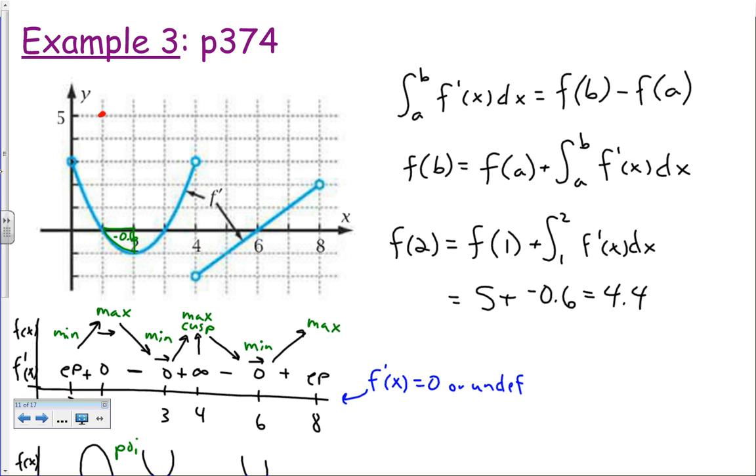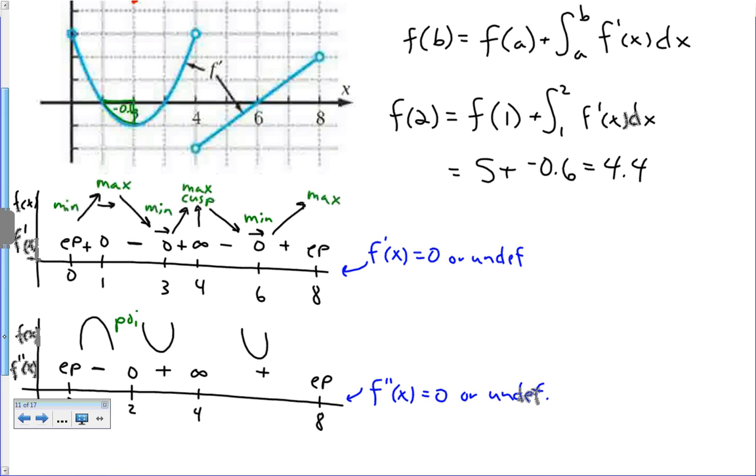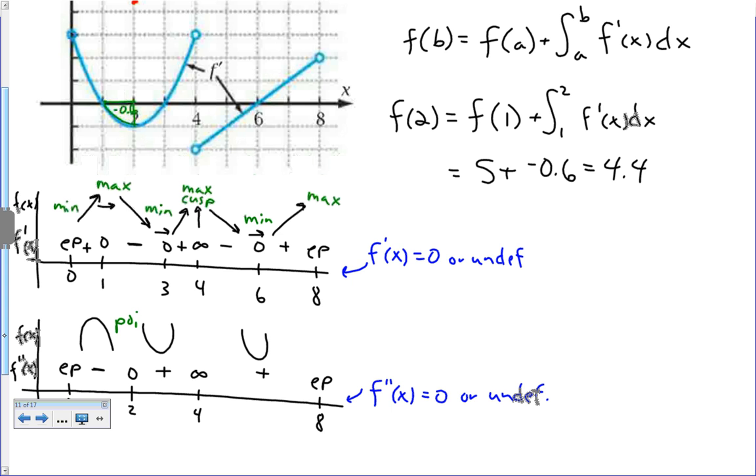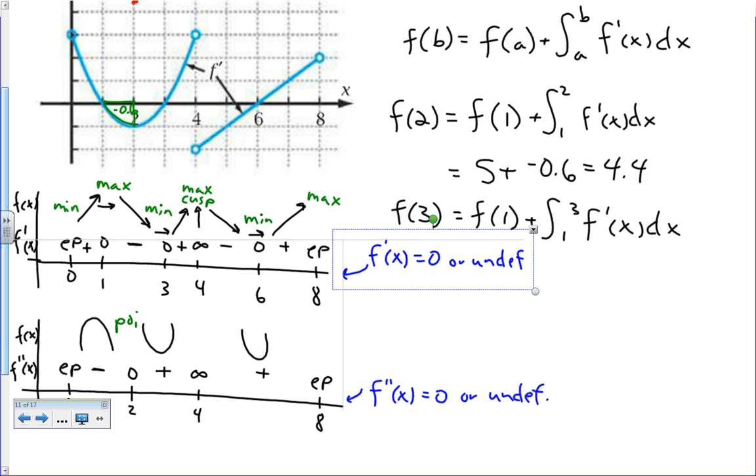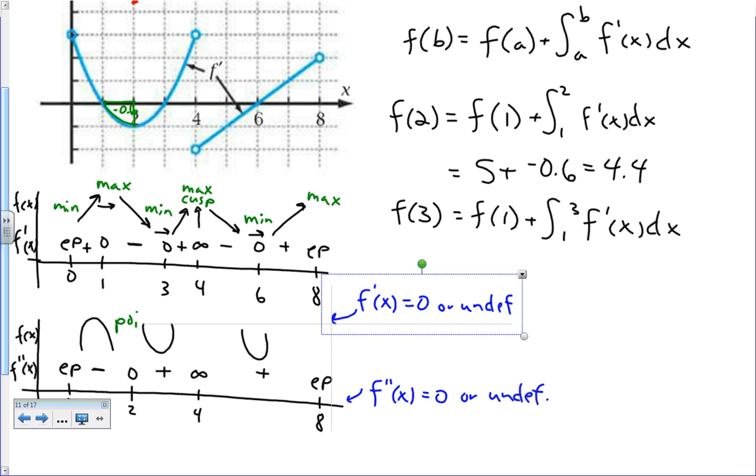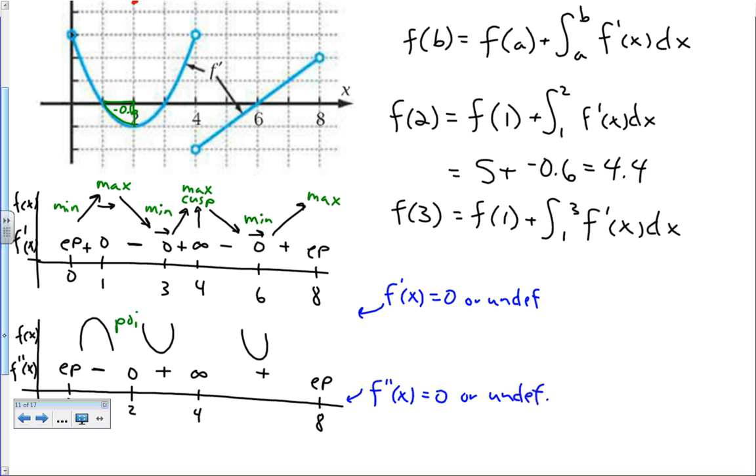So I can come over here to 2 and plot a point of 4.4. And I can continue doing this. I'm going to do this for several more points. Actually, I want to do this for the rest of the points here that we have. So f of 3 is going to be equal to f of 1 plus the integral from 1 to 3 of f prime of x dx. I'm just going to move this out of my way. Actually, I'm just going to delete this for right now because I've already marked it.